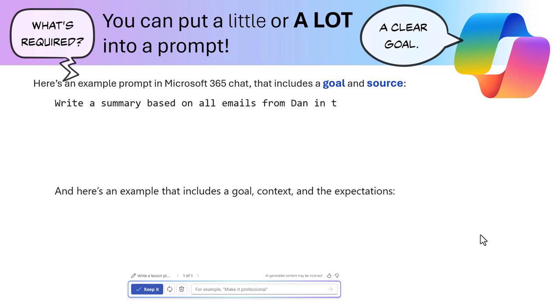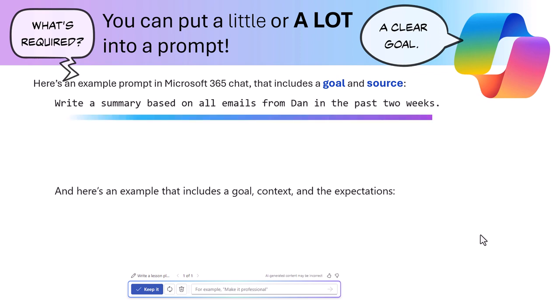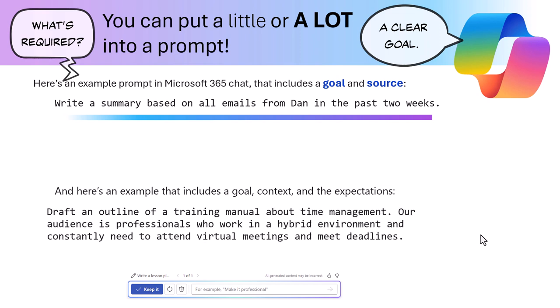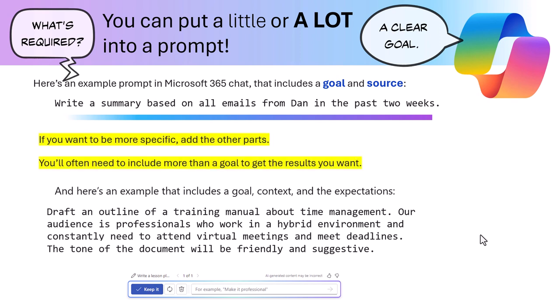You may ask it, write a summary of all emails from Dan in the past 2 weeks. I've done this before. I could also say, draft an outline of a training manual about time management. Our audience is professionals who work in a hybrid environment and constantly need to attend virtual meetings. You can put a lot into this, and meet deadlines. The tone of the document will be friendly and suggestive. That's cool. If you want to be specific, add those parts.